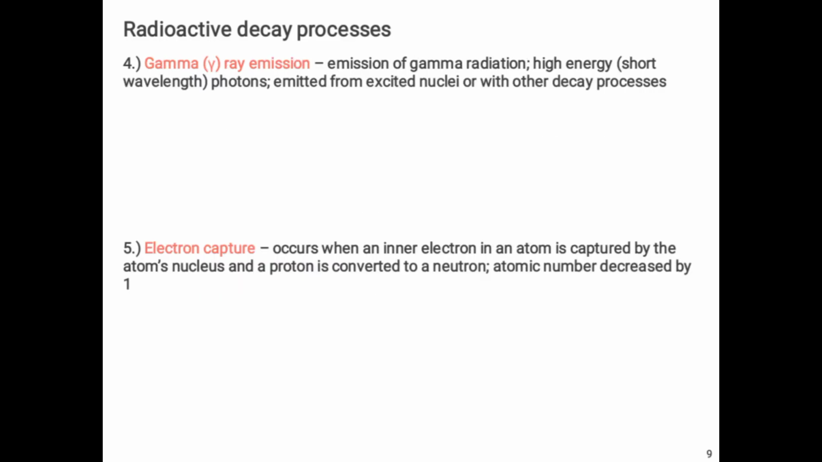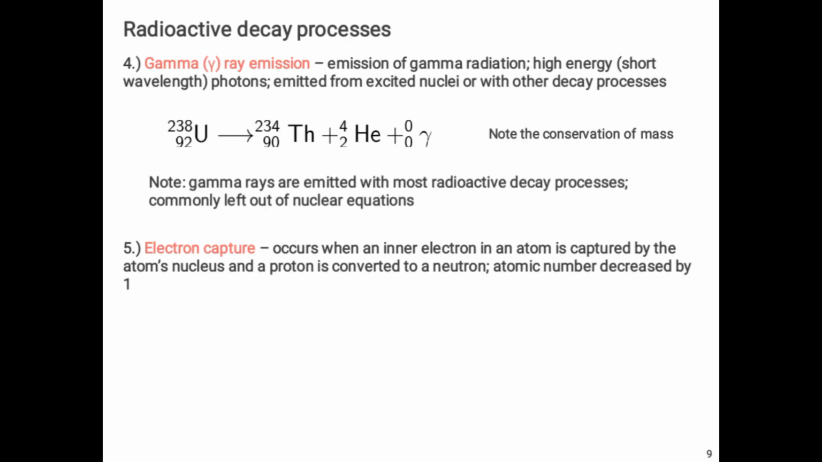Another one, the gamma ray emissions. Emission of gamma radiation, high energy. It will be short wavelength. Protons emitted from excited nuclei with other decay processes. Uranium, thorium, helium will be the conversion process. The emitted, most radioactive decay process commonly leaves over the nuclear equation.